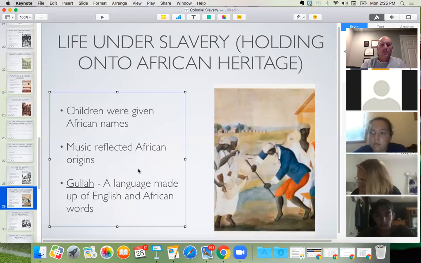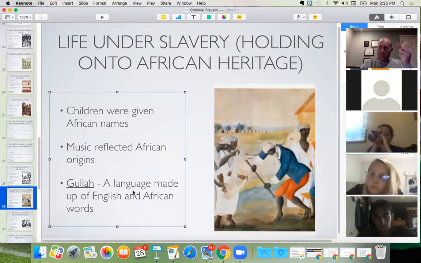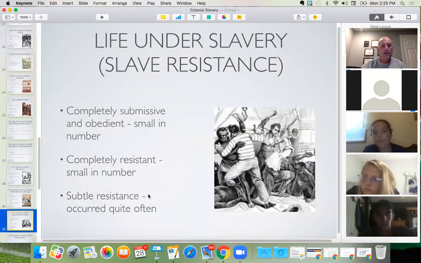Okay, there was a language that was created, made up of English and African words, called Gullah. So these efforts to try and split up groups didn't always work, right? They pulled an African word here, an English word there, and fused it together so they could communicate with each other, right? Now, I mentioned the difficulty of having rebellion.